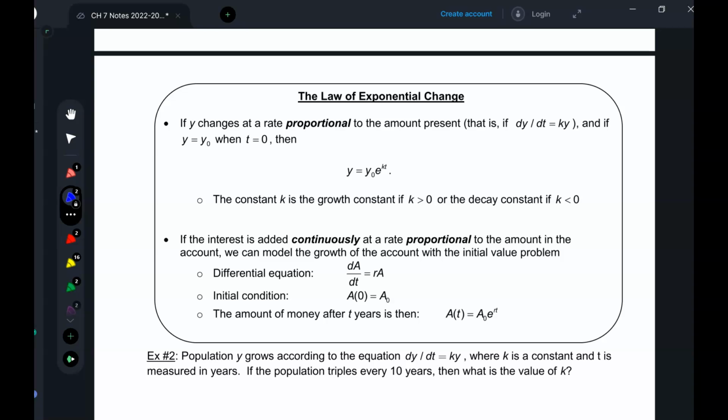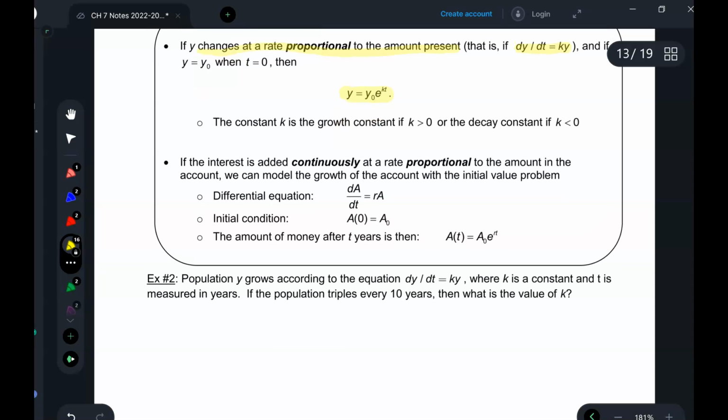Okay, law of exponential change. This should look familiar, right? If y changes at a rate proportional to the amount present, so in other words, dy/dt equals k times y, the solution to that differential equation is y equals y naught e to the kt, where k is that constant growth, or decay, depending on if k is positive or negative.